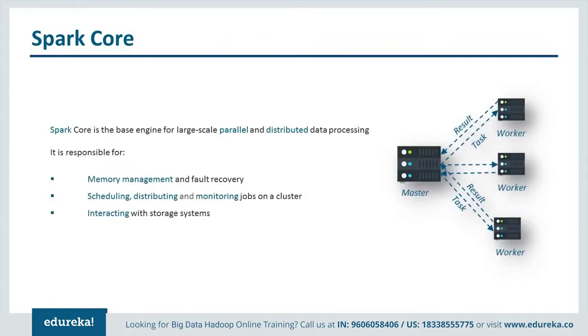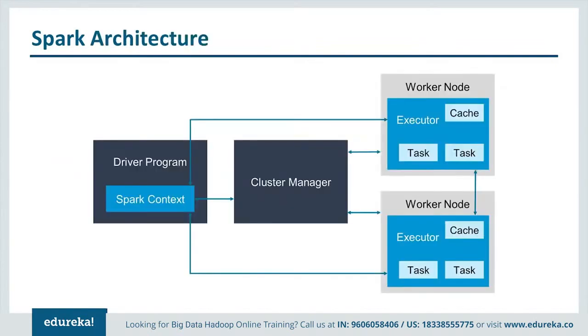So we've got Spark Core, and Spark Core is the basic engine for large-scale parallel and distributed data processing. The core is the distributed execution engine, and Java, Scala, and Python APIs offer a platform for distributed ETL development, and additional libraries which are built on top of the core allow for diverse streaming, SQL, and machine learning. It's also responsible for scheduling, distributing, and monitoring jobs in a cluster, and also interacting with storage systems. Let's take a look at the Spark architecture.